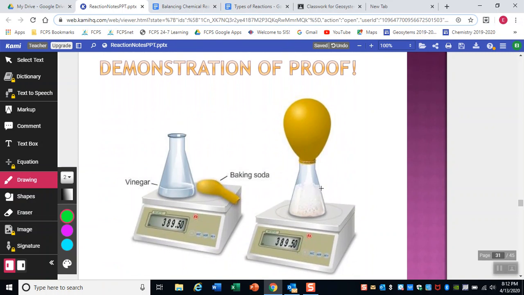All right, here's a demonstration of that. Notice you've got some vinegar and baking soda, and when you combine them, it makes a gas that blows up the balloon. But notice on the scale, the mass of everything separately, vinegar and baking soda, is the same as the mass of that solution and the gas.